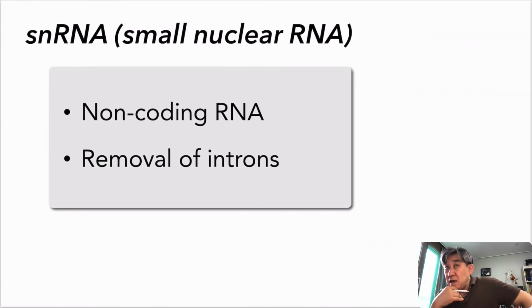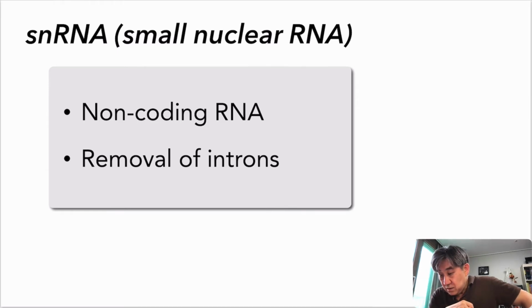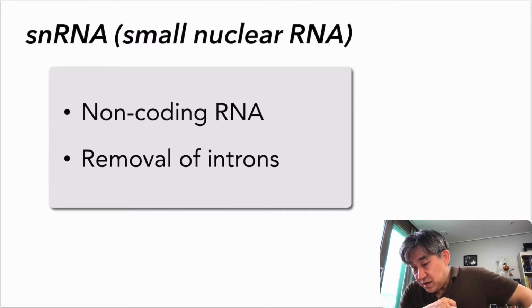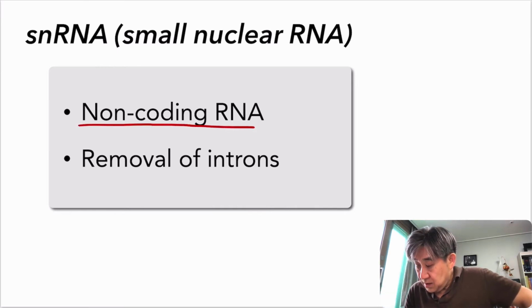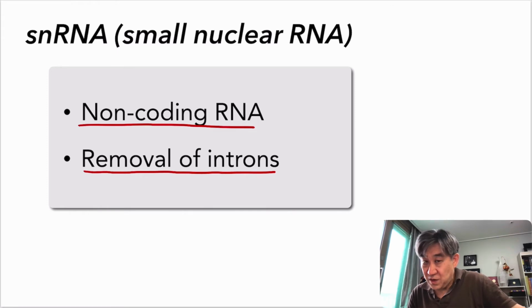And another type is snRNA, abbreviated snRNA, and it stands for small nuclear RNA. In the nucleus, some small RNA also do exist, and it is also non-coding RNA. But its function is also involved in protein production, kind of indirectly, by its job of intron removal. What's intron? We are going to get into that later in this chapter.